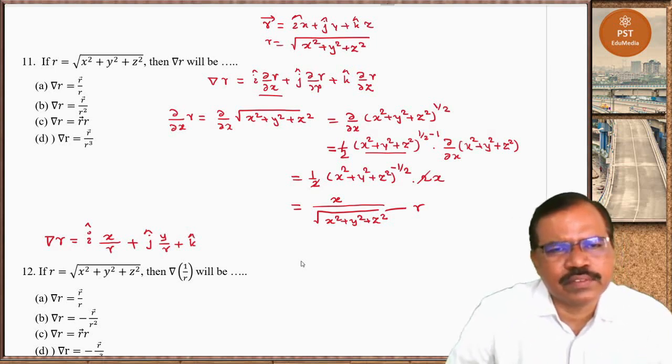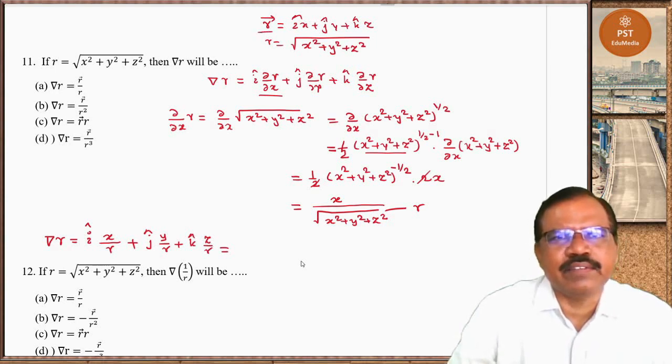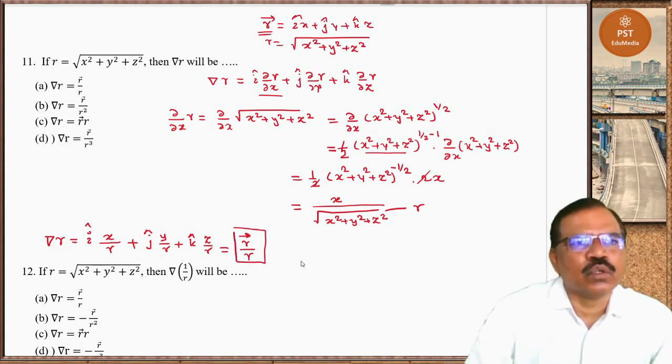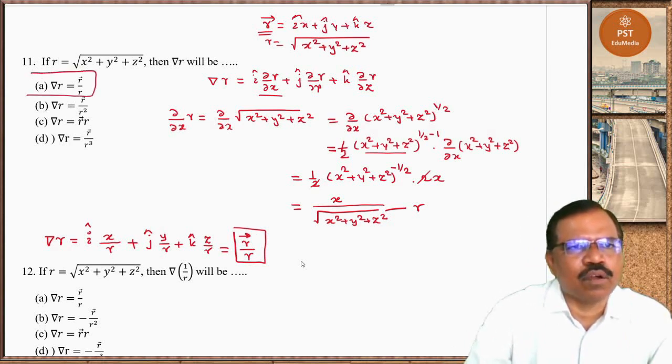you will get what? z upon r, z upon r. So here ix plus jy plus kz, that is vector r. You get this as vector r upon magnitude of r. So this one is the gradient of r, vector r upon its magnitude. So here the first one is correct out of 4.